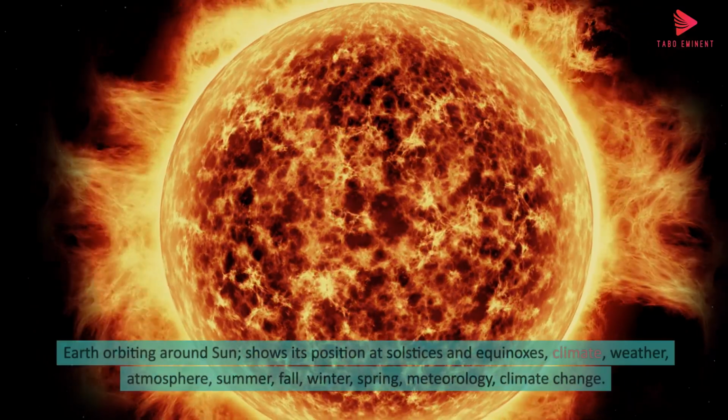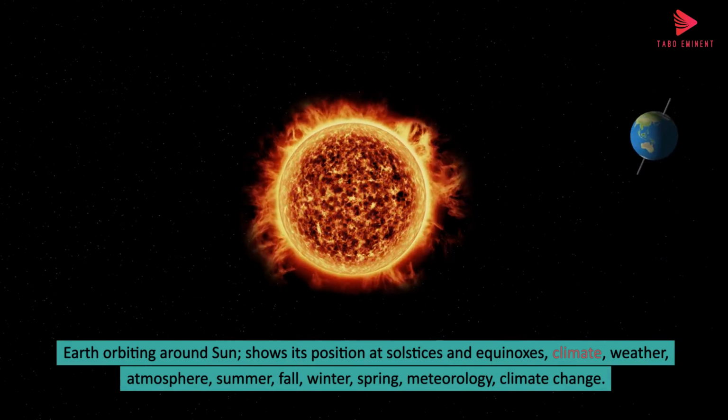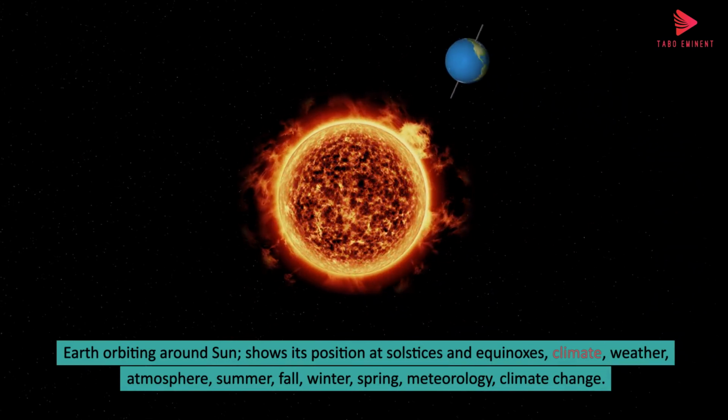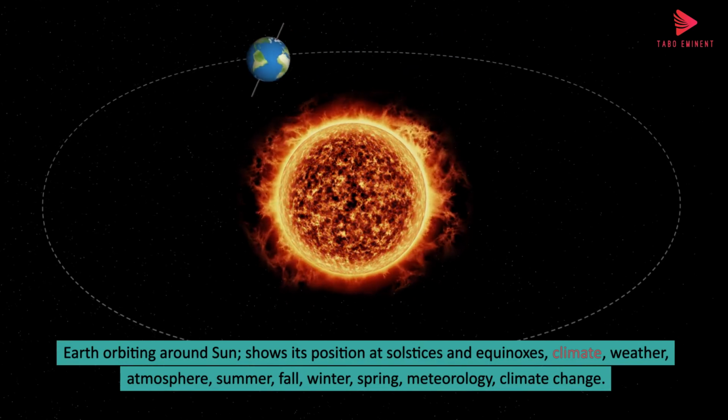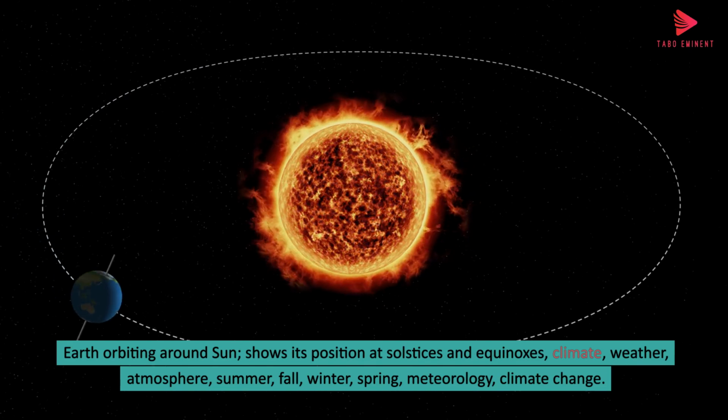Seasons. Earth orbiting around the Sun shows its position at solstices and equinoxes. Climate, weather, atmosphere, summer, fall, winter, spring, meteorology, climate change.